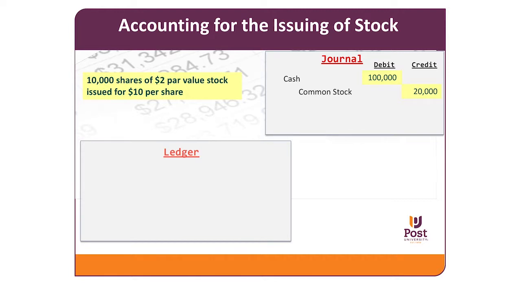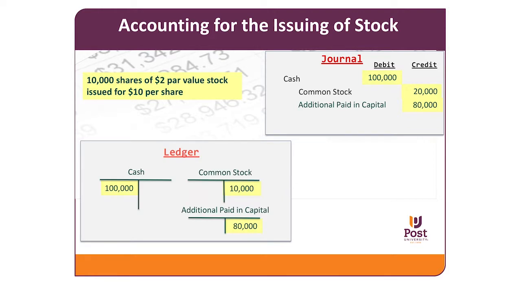This amount is credited to the common stock account. The difference of $8 per share is $8 times 10,000 equals $80,000. This amount is credited to an account, additional paid-in capital. When the transaction is posted to the ledger accounts, cash is increased by $100,000. At the same time, two equity accounts, common stock and additional paid-in capital, are increased.